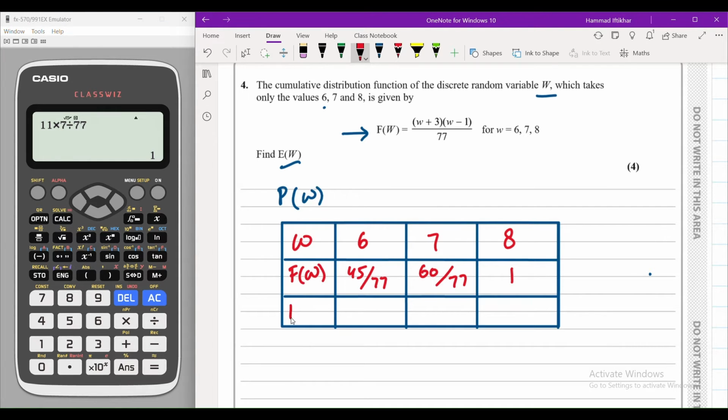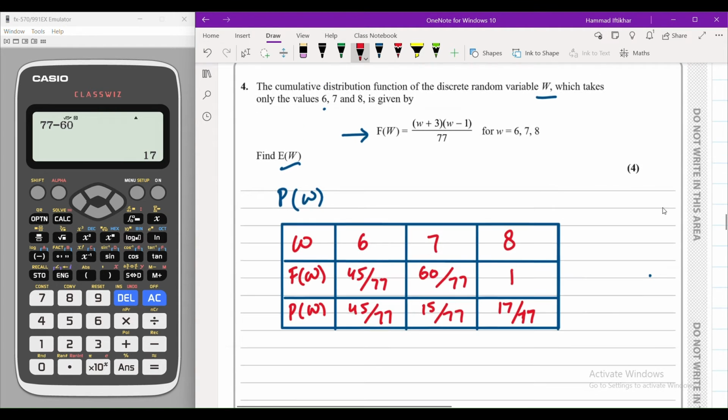Now we need the probability distribution table for this. For the first one, it's going to remain 45 over 77. Then the probability for 7 is the cumulative for 7 minus that, 60 minus 45, that is simply 15, so 15 over 77. And the rest will be 1 minus 60 over 77, so basically 77 minus 60, 17 over 77.